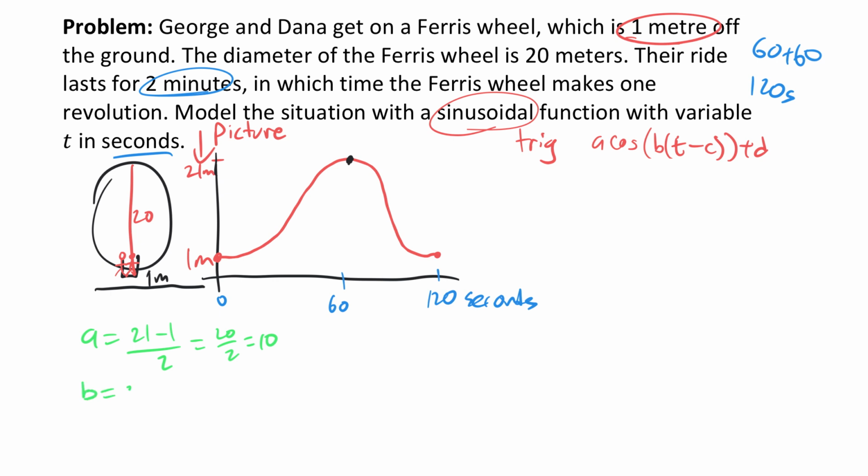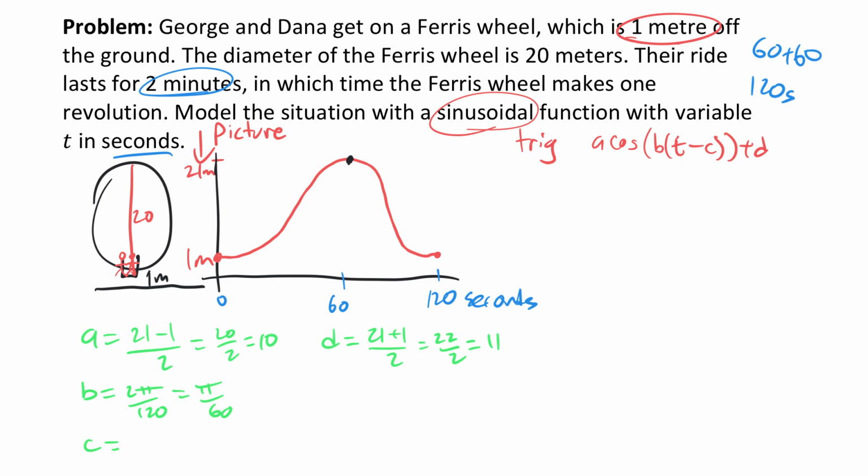B is going to be 2 pi over the period. Now the period is 120 seconds because that's how long it takes to have 1 revolution. Okay, that is pi over 60. C is always the tough one, so we're going to leave that for right now. D is a formula. We're going to be top plus bottom over 2. So 22 over 2, so 11.